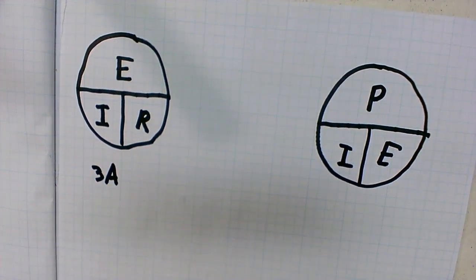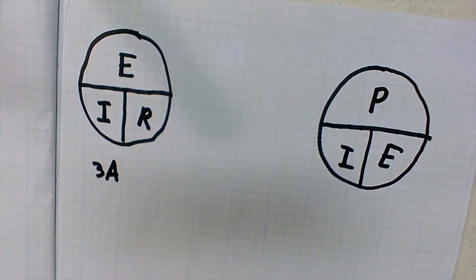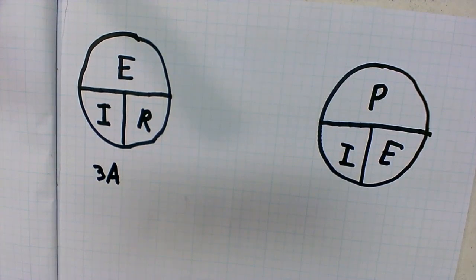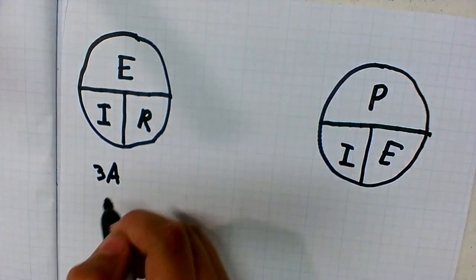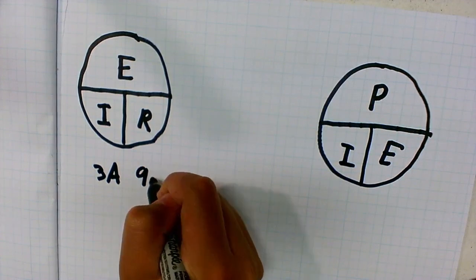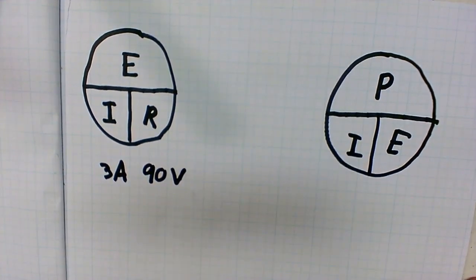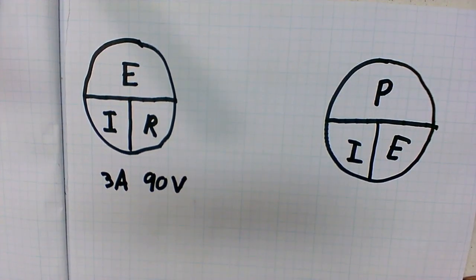And the other number they gave us was 90 volts. So maybe write it next to it, right here. 90 V for volts. And what we want is the resistance.